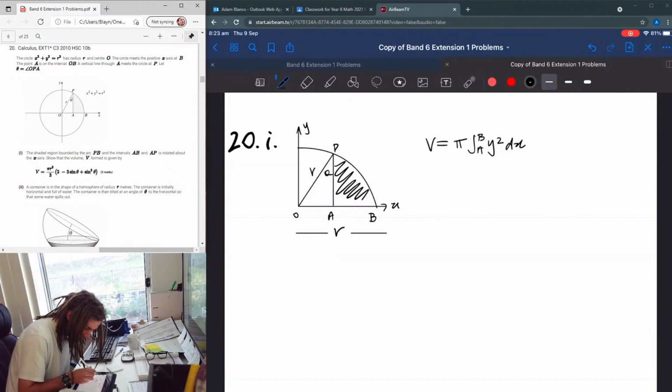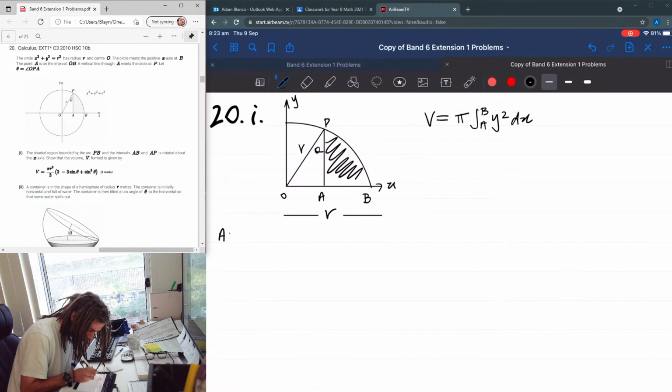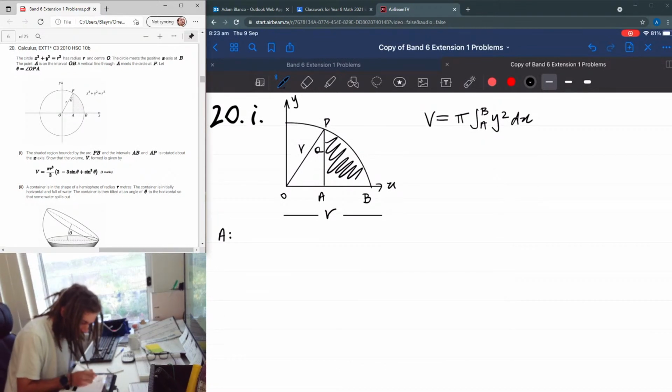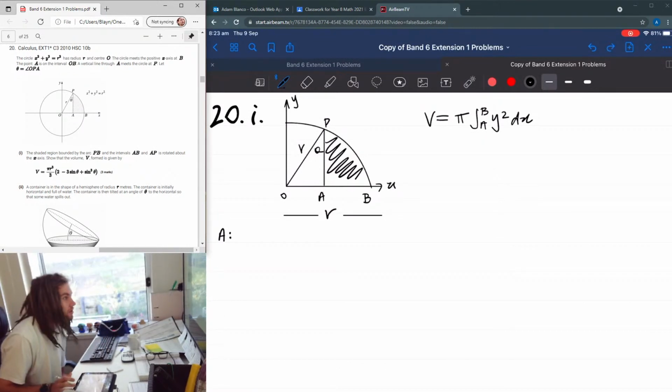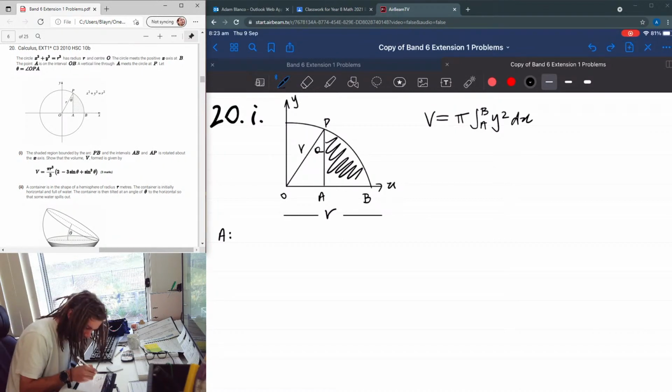Okay, so let's go over the three pieces of information that I don't have. The first one's A, so this A value here. Now, if I wanted to find that, there's not really much I can do. If I need this distance, let's call this A.